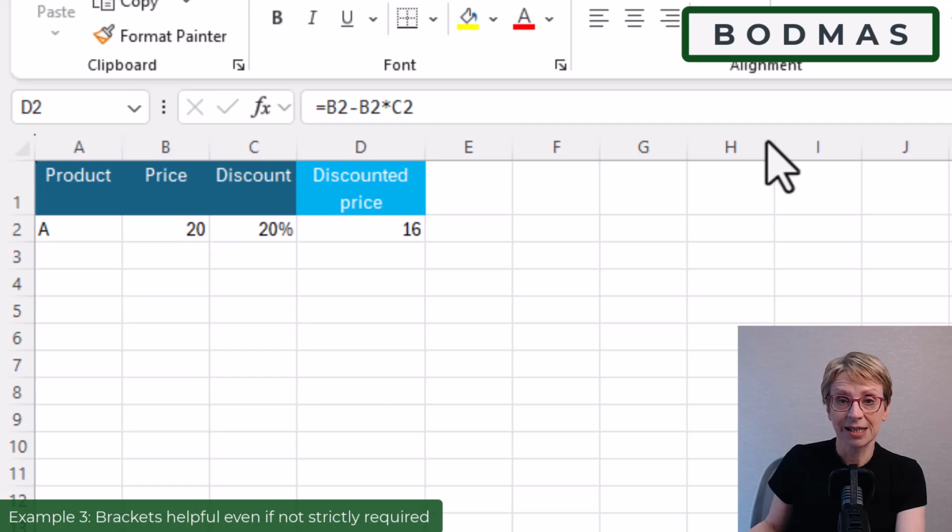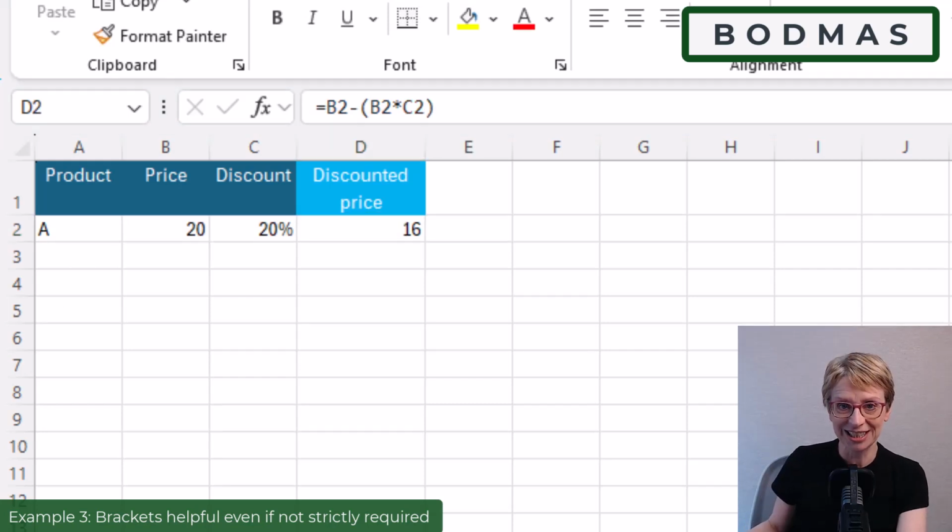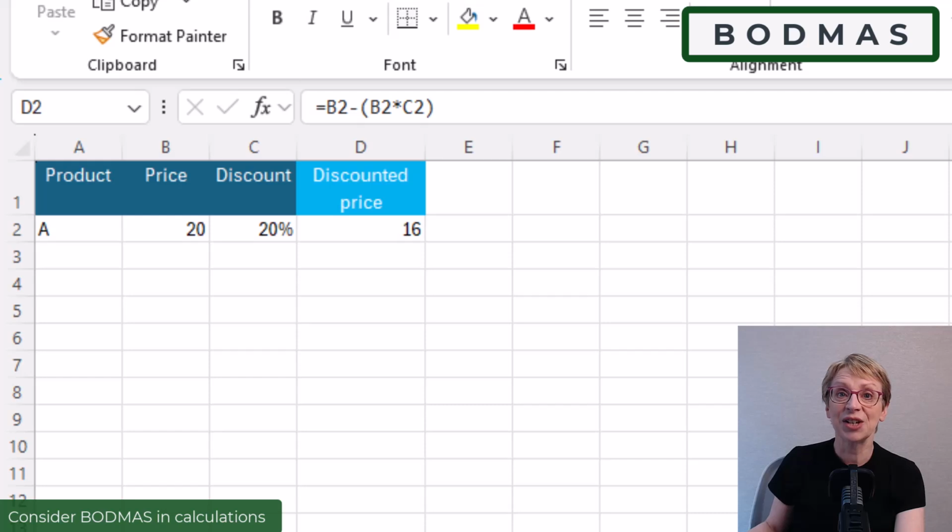Writing it as equals B2 minus open bracket B2 times C2 close bracket makes the intention clear, even although the result is the same. A good habit to get into is to ask yourself when writing a formula, in what order do I actually want these calculations to happen? If there's any doubt, add brackets.